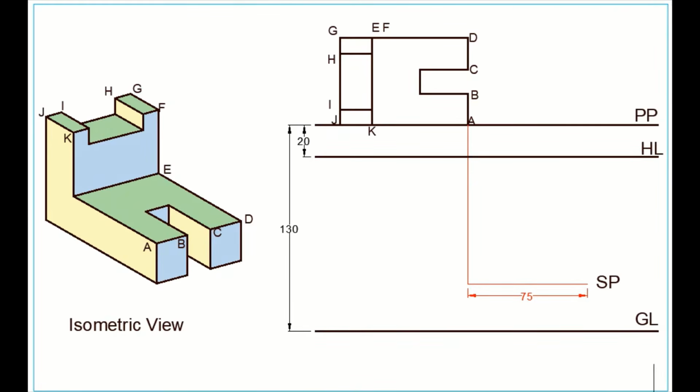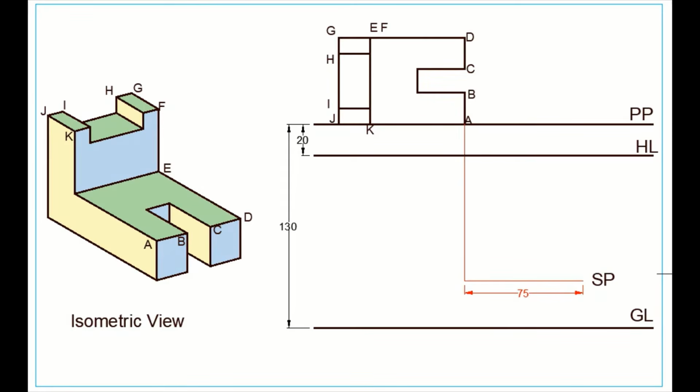Now after drawing the ground line, the next step is that we need to place the front view of the given object on the ground line, and that front view should be vertically aligned with the top view. So the front view is placed on the ground line and it is vertically aligned with the given top view. Now the next step is that we have to locate the vanishing point.